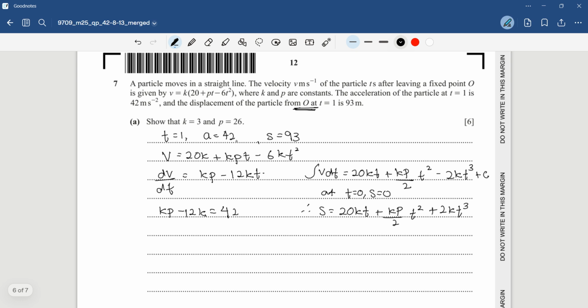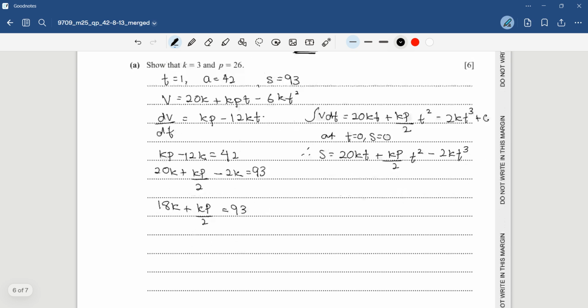When t equal to 1, s equal to 93, so you can substitute here. So it will be 20k plus kp over 2 plus 2k equal to 93. I'm sorry, it should be minus. Why did I put plus? Minus. Therefore, 18k plus kp over 2 is equal to 93.